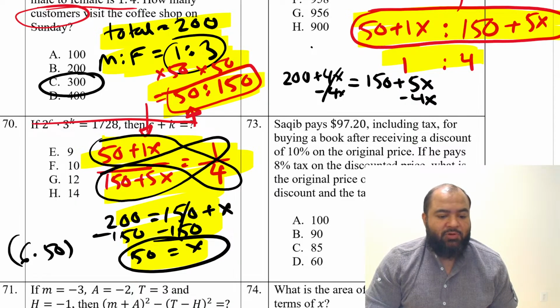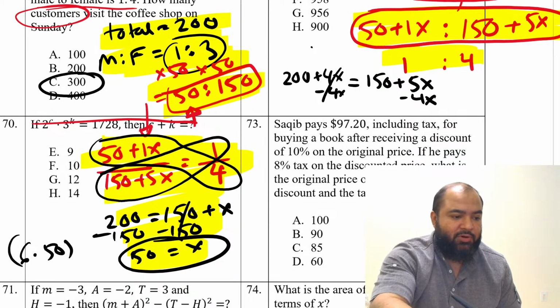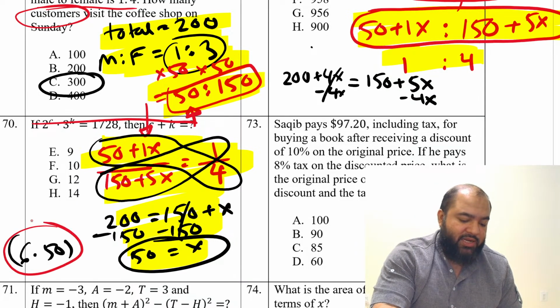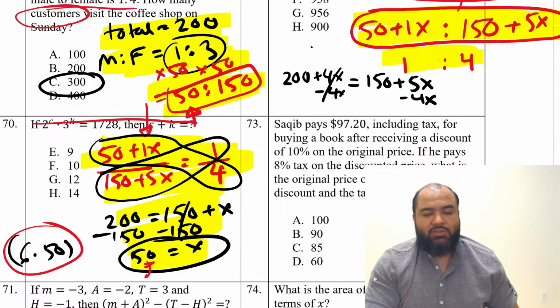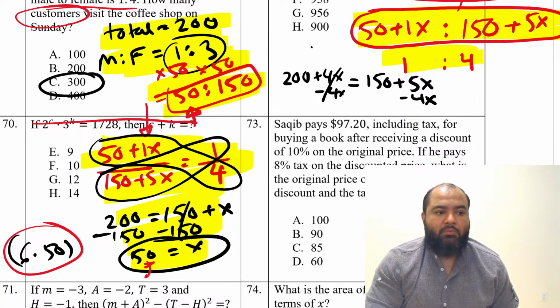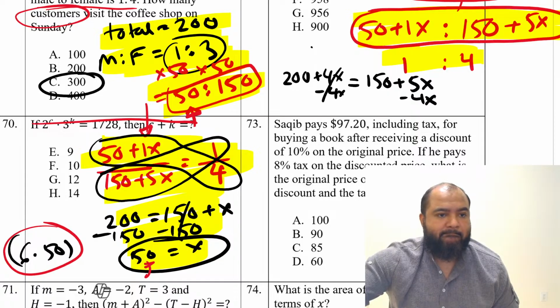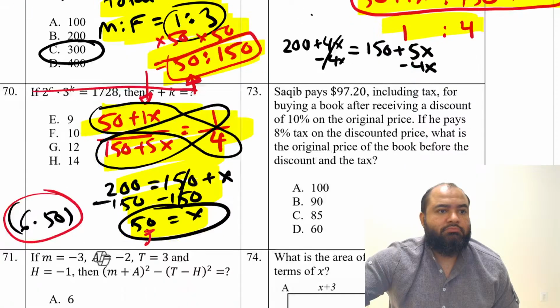Yeah, so 5x plus 1x is 6x. That's where I got the 6 from. Adding the customers, 5x plus 1x is how much? That's 6x. But remember, we know what x means, so we multiply by 50. You guys get it? Let's go to the next one.